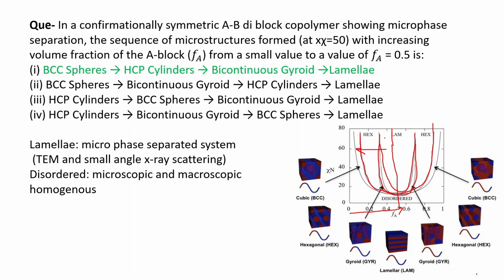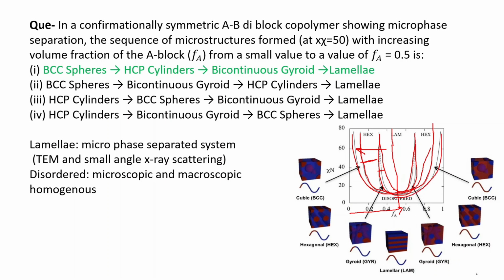First we will get the lamella here inside, and then we'll get the gyrates outside this one. This is the gyrate, and after that we will get HCP cylinders, and last we'll get the BCC spheres. This one, sorry, this one.